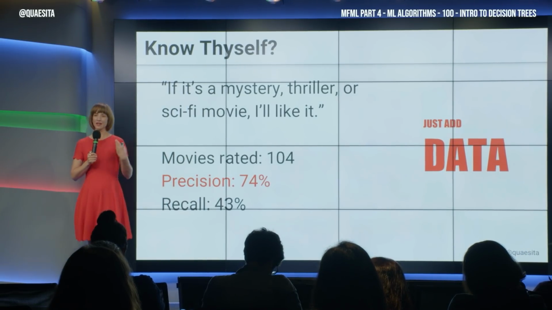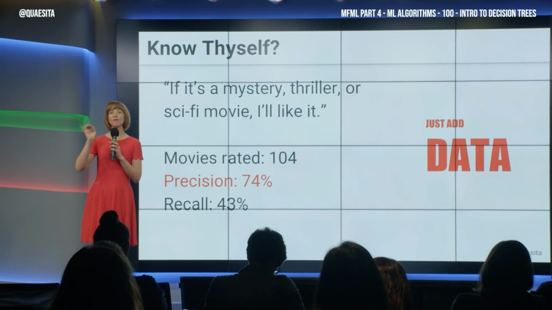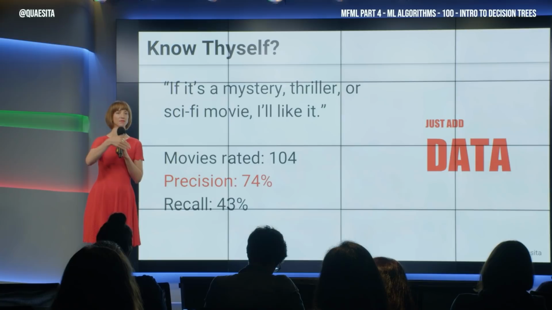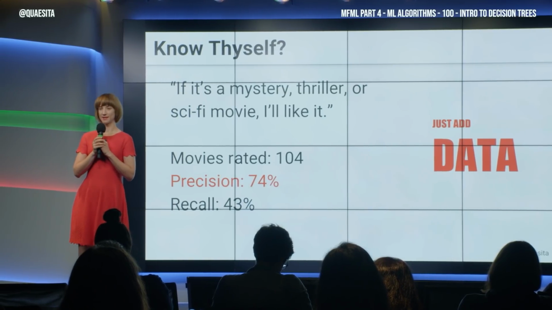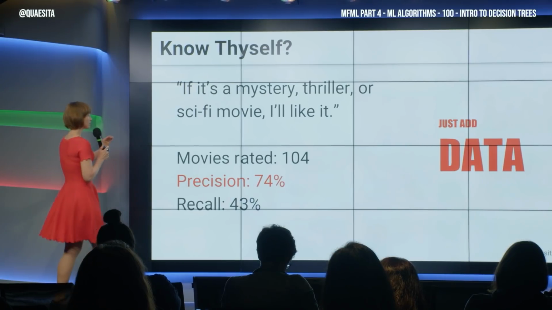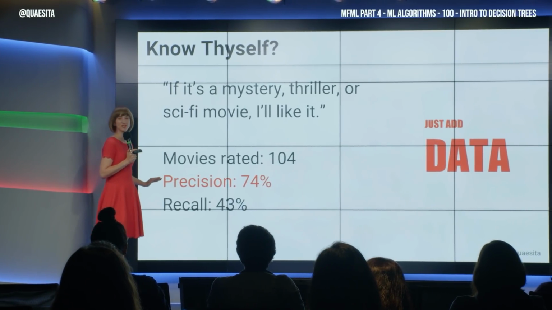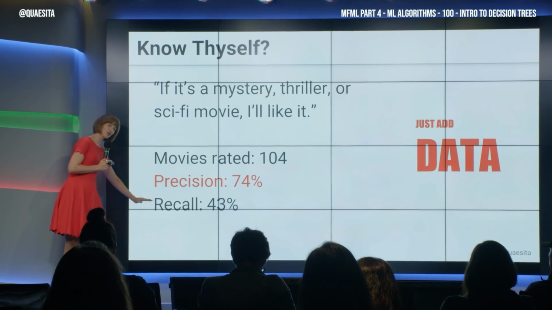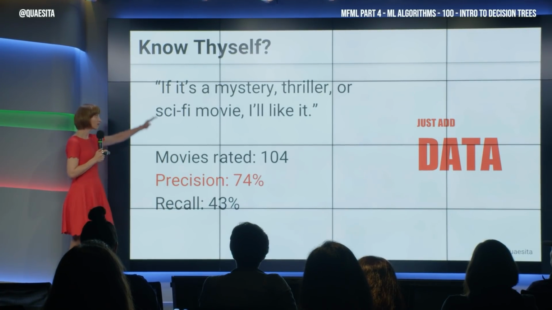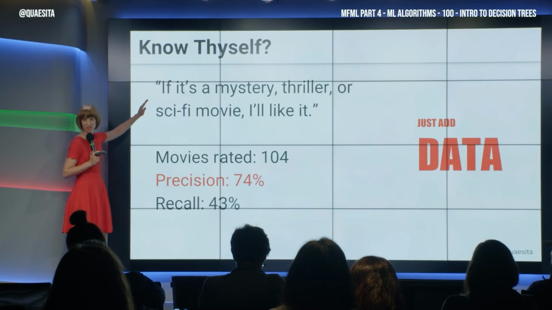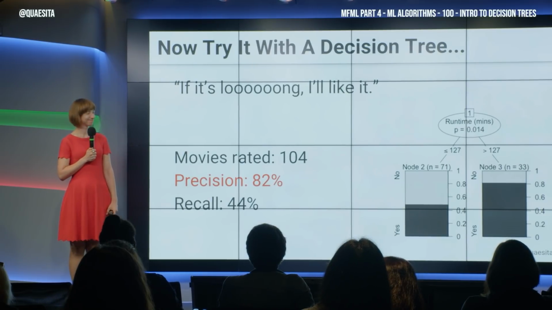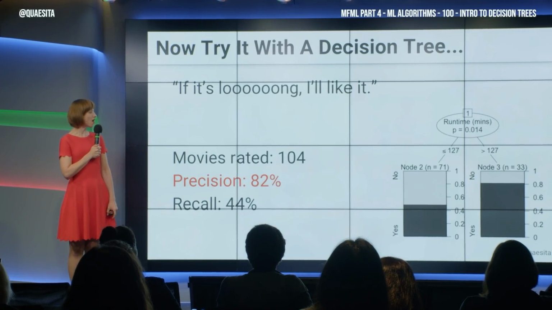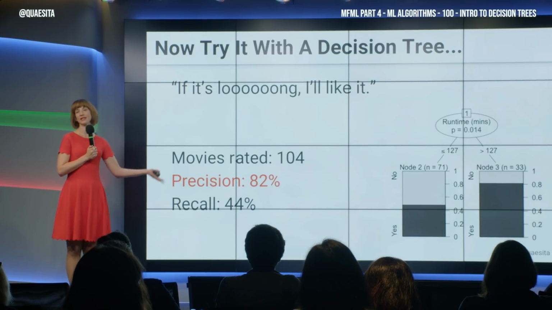Then I thought, all right, why don't I let machine learning have a go? And I'm going to ask for a really simple model based on any of the features in IMDb, but a decision tree with just one node. I'm going to show you the rule on the next slide. I want you to look at it in this order. First, watch the precision go up. Then watch the recall go up. Then read what the rule is while I stand here cringing. Here we go. If it's long, I'll like it. Above 127 minutes, yes, otherwise no.